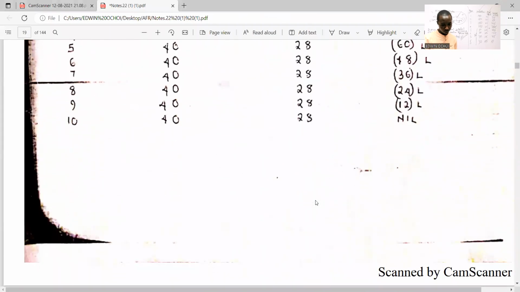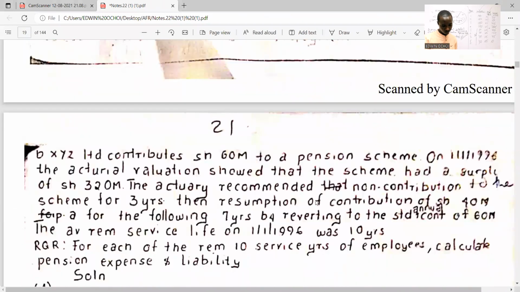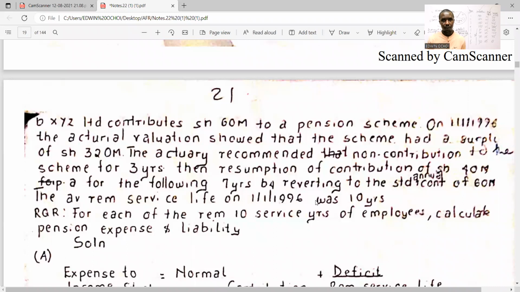So the next illustration here, they are saying that XYZ Limited contributes shillings 60 million to a pension scheme. On 1st January 1996, the actuarial valuation showed that the scheme had a surplus of 320. So the normal contribution, so I can be making again the short notes. The normal contribution, according to that question, is 60. There's a surplus of 320.